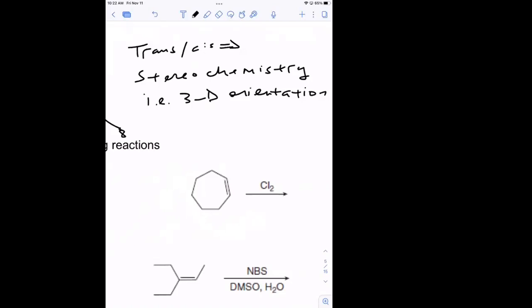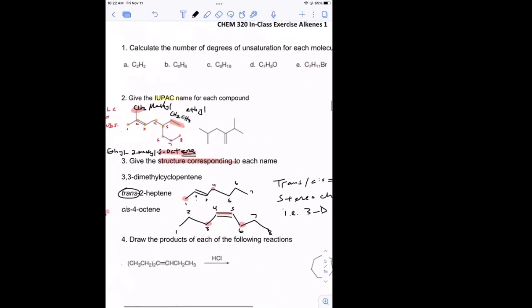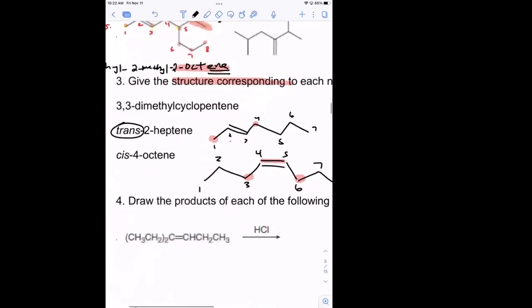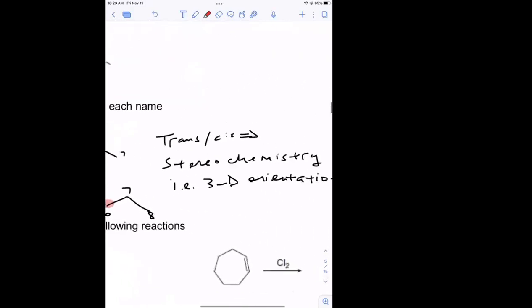All right, let's do the first one. So it says 3,3-dimethyl. The parent is cyclopentane. What is pent? Anybody? 5. So there are 5 carbons, and the cyclo in front of pentene means that it's a ring. Do y'all remember that? We talked about that a while back. So the cyclo part means I have a ring, that's 5 carbons.